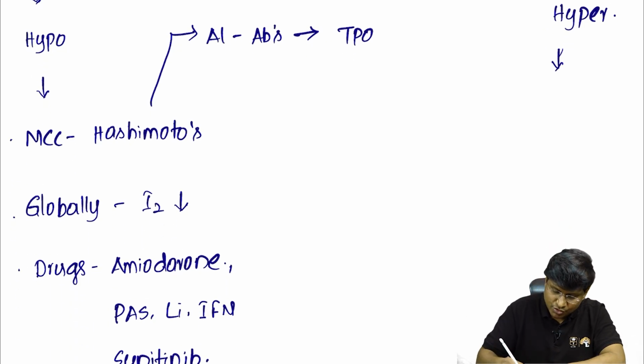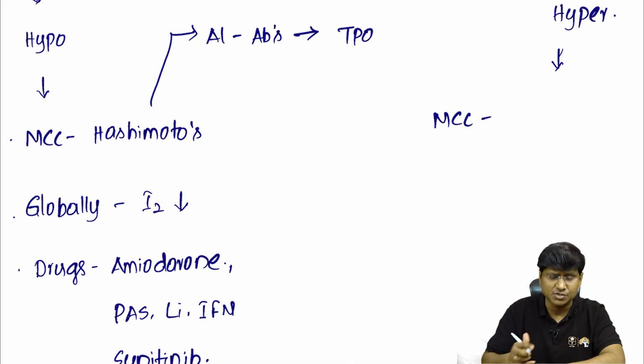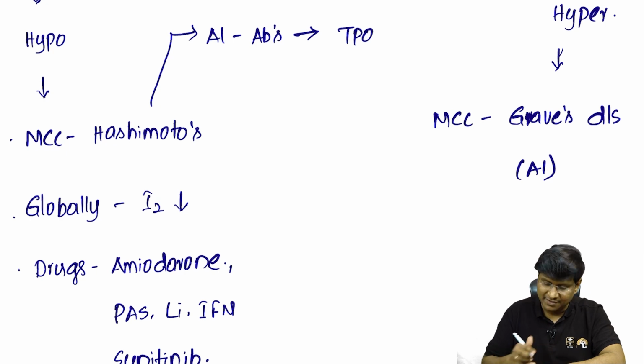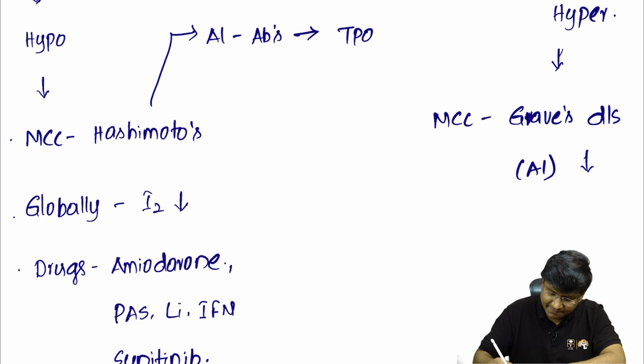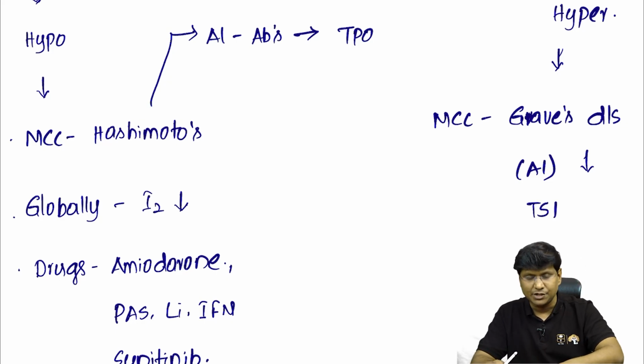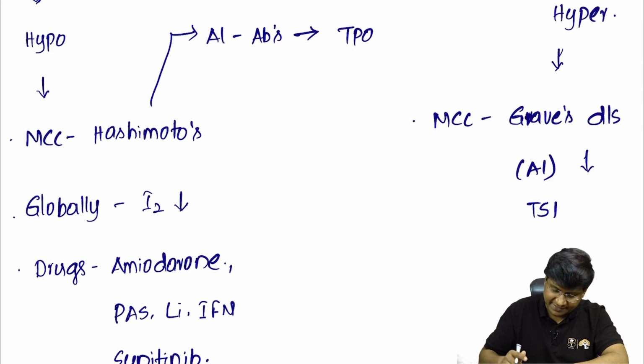Then what is the most common cause of hyperthyroidism? The most common cause of hyperthyroidism is Graves'. This is also an autoimmune disorder, right? And in Graves' disease, what is the antibody? The important antibody is thyroid stimulating immunoglobulin. That is what you will observe in hyperthyroidism.